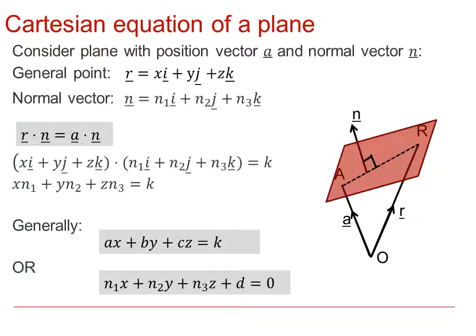However, if you're going to use the equation of the plane to find the distance from the origin, for example, you may find it useful to use n1x plus n2y plus n3z plus constant d equals 0. This form of the Cartesian equation is then compatible with the formula that you will find in a formula book.